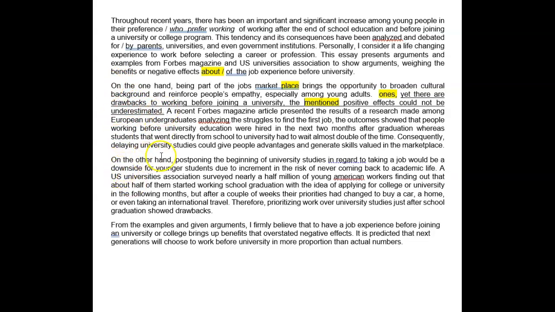But I'm going to show you another way, because you don't need it there, because this is the positive side. So give me the positive side. So we'll just hold that for a minute. But I want you to develop this sentence here. So a recent article presented the results of research, highlighting the struggles to find their first job. The outcomes showed that those who worked before uni education were hired in the next 2 months after graduation, whereas students that went directly had to wait almost double that time. Very good point, lovely argument. Consequently, yeah, that really works well.